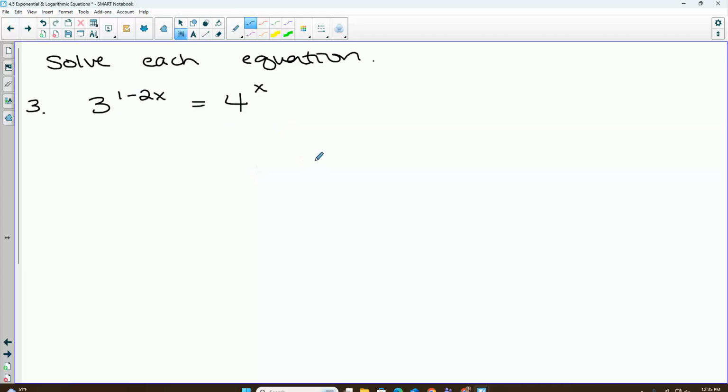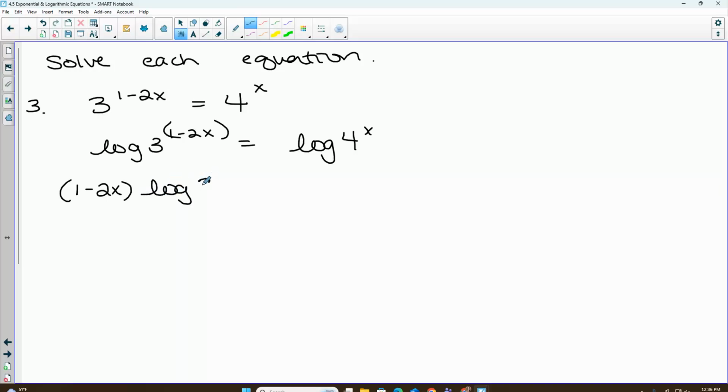So what was our strategy? Add a log to each side. Okay, then we can use the properties of logs. The property tells us exponents go down to the front. I do need to put that 1 minus 2x in parentheses because that whole thing goes to my log. So in this one, my x comes down. So we added one log to each side, brought down our exponents.